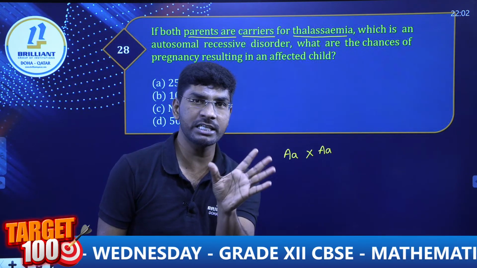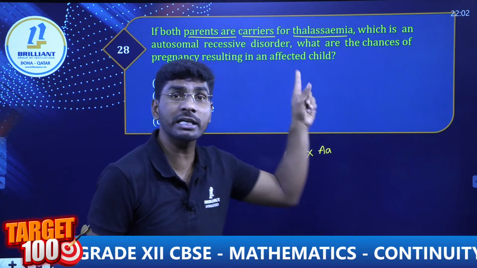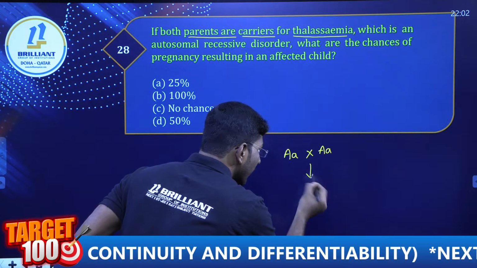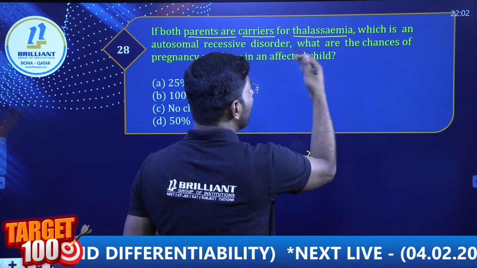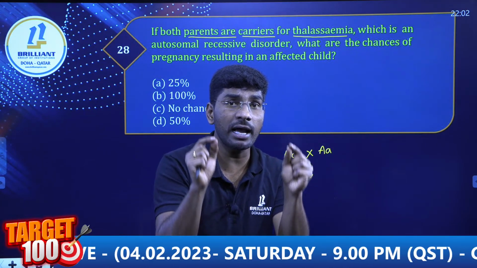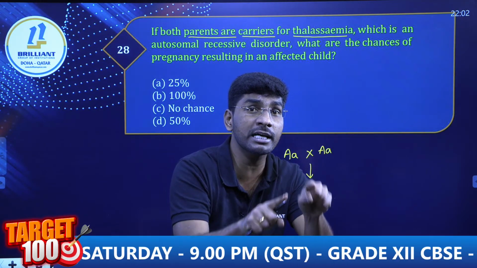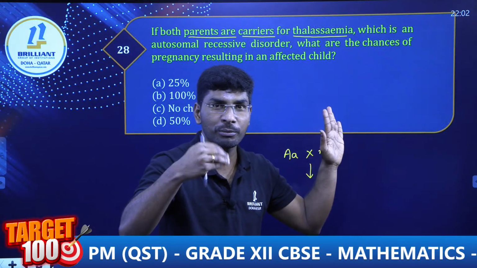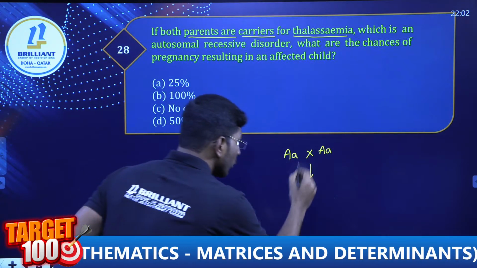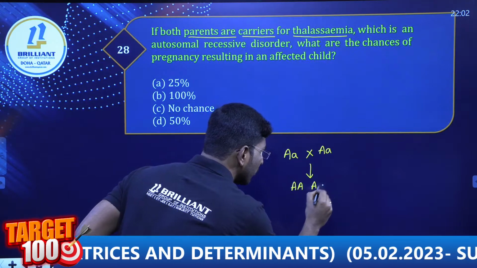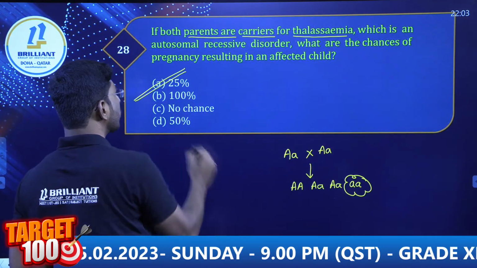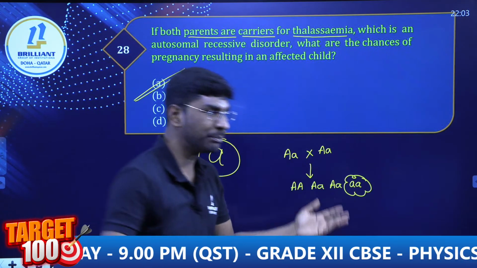Actually the HBB gene is there, but you can write it in simple capital and small letters because the carrier means heterozygous, the parent must be heterozygous. So when you do the cross like this, thalassemia is autosomal recessive. I have a question, students. Do you remember, until and unless two recessive genes are present, disease will not express? In autosomal recessive, only if two recessive genes are present will the disease express. So you will get capital A capital A, capital A small a, capital A small a, small a small a. So what percentage? 25, sir. Answer is option A. Absolutely correct.